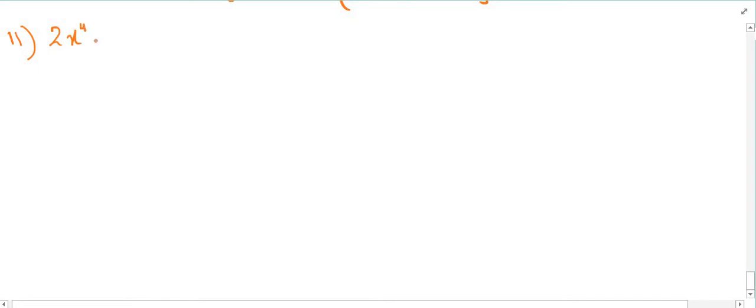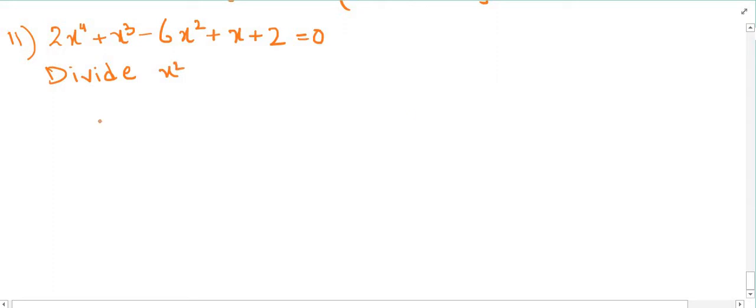2x^4 plus x cube minus 6x square plus x plus 2 equals 0. Now what you will do, step number 1, always divide the reciprocal equation with x square first, then combine the similar terms. This becomes 2x square plus x minus 6 plus 1 over x plus 2 by x square equals 0.